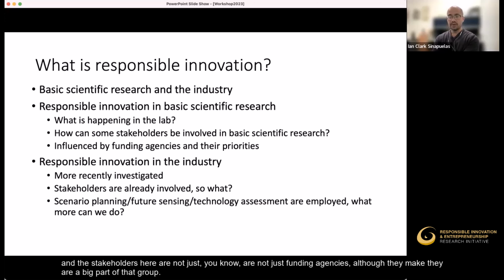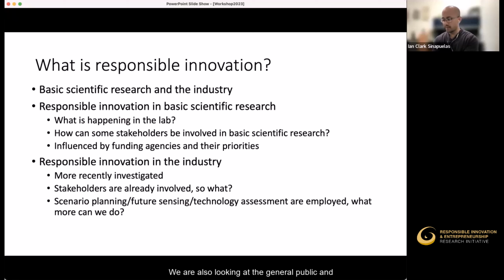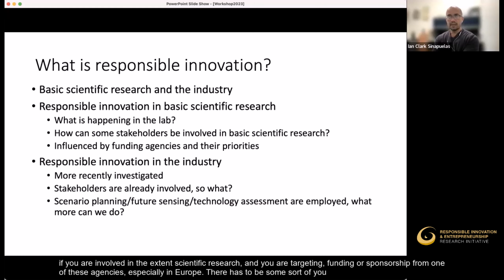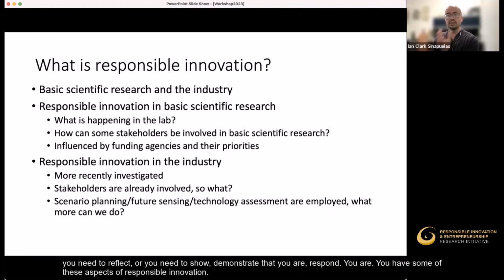And the stakeholders here are not just funding agencies, although they are a big part of that group. We are also looking at the general public. Responsible innovation in the basic scientific research context had mostly been influenced by funding agencies and their priorities. And so if you are involved in basic scientific research and you are targeting funding or sponsorship from one of these agencies, especially in Europe, you need to demonstrate that you have some of these aspects of responsible innovation.